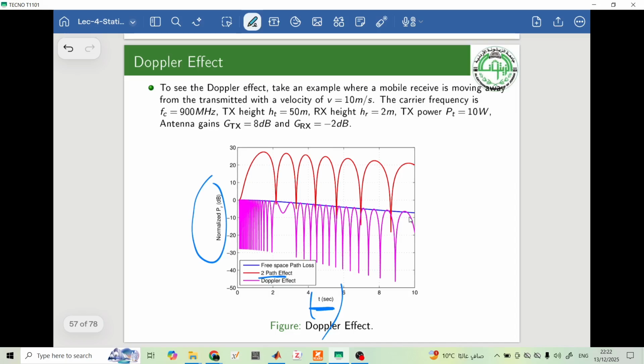And here we have the Doppler effect in magenta color. So you can see that it's more severe. The change in the power is more severe. So this means that we have to account for or deal with this effect, which is not trivial.